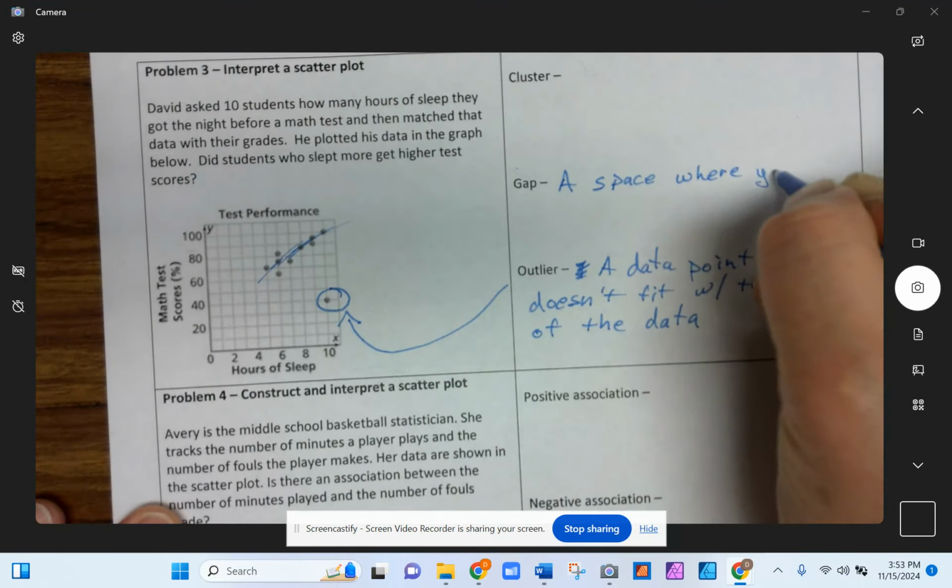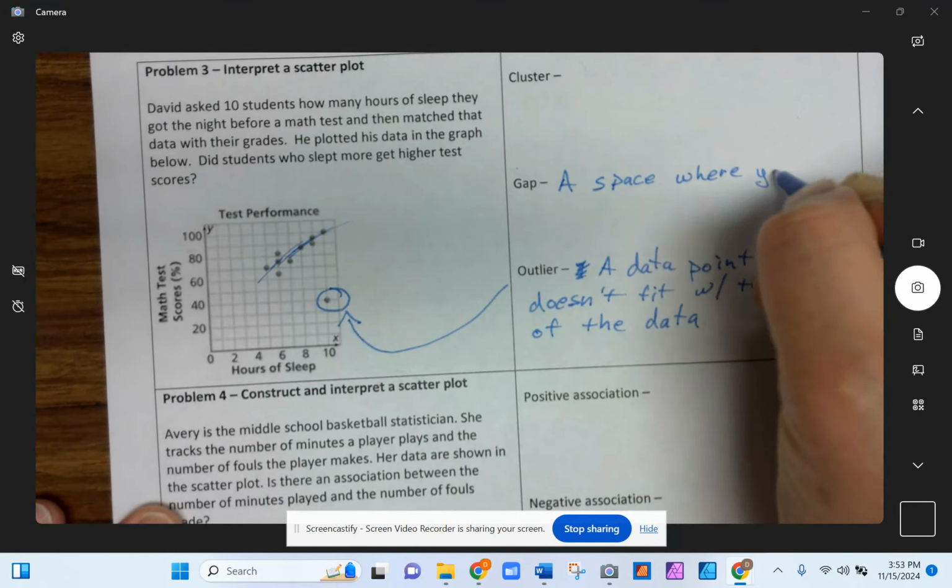Okay, and then a cluster is when there are a lot of data points close together. So like right there, okay?